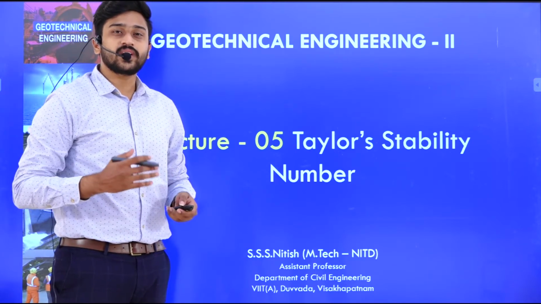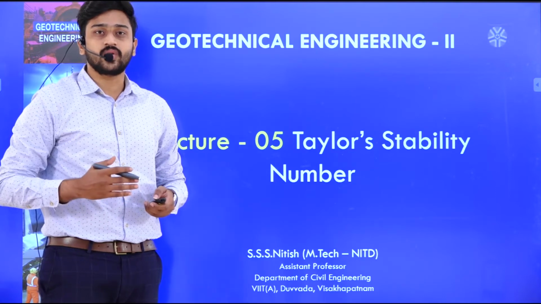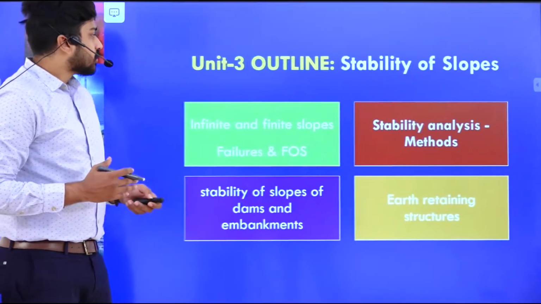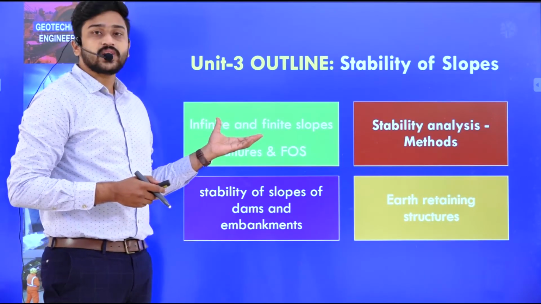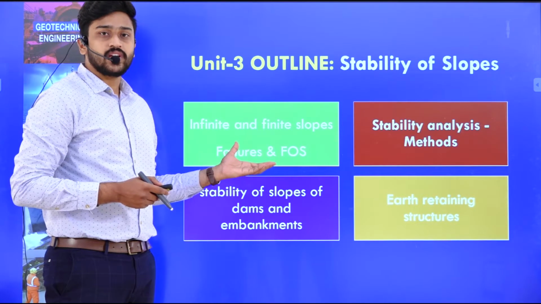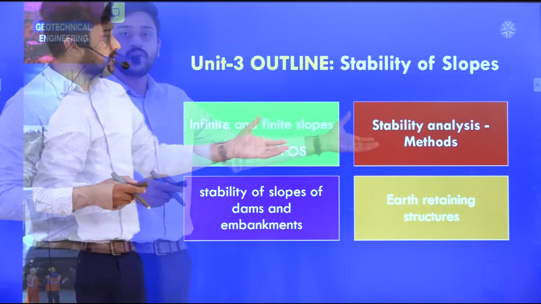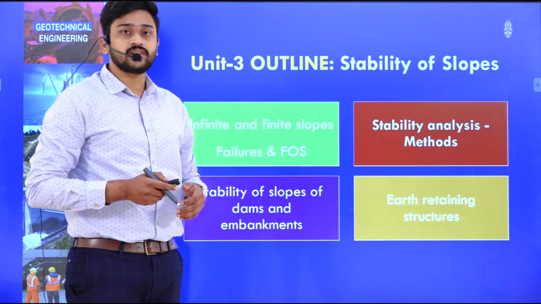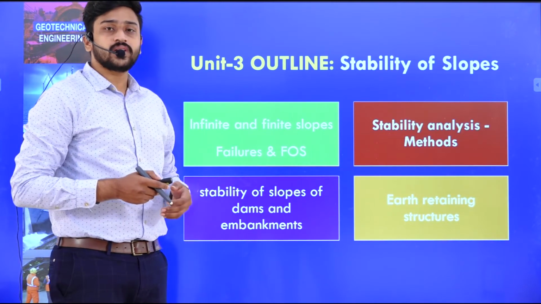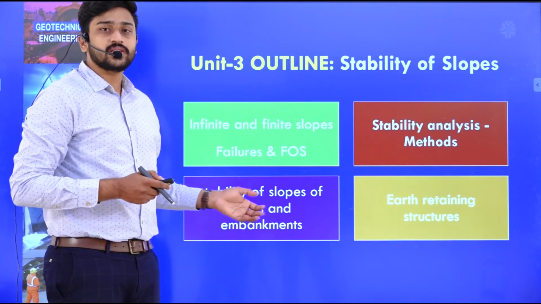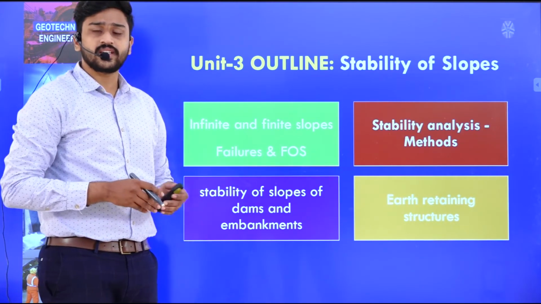Before that, let us look at the course outline once again so that we will get an idea of how we have completed the course till now. In the course outline, initially we have understood the different types of slopes as well as finite and infinite slope failures, as well as a terminology known as factor of safety. Then we are understanding some of the different stability analysis methods. Later we will be discussing some of the slope stability methods in case of embankments as well as earthen dams. Finally, we will be understanding the earth retaining structures.